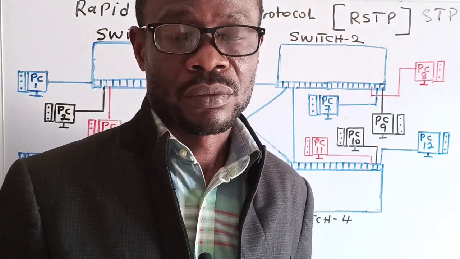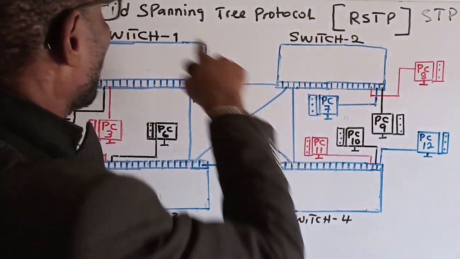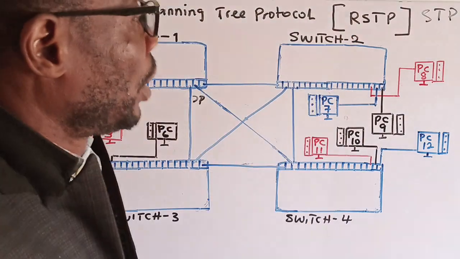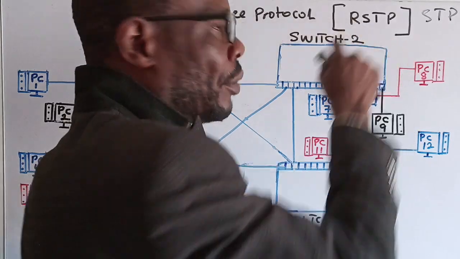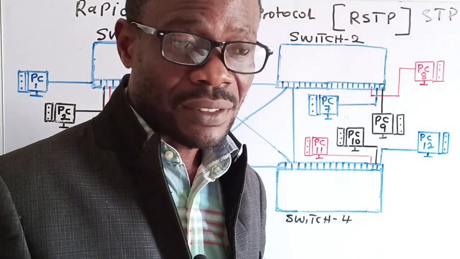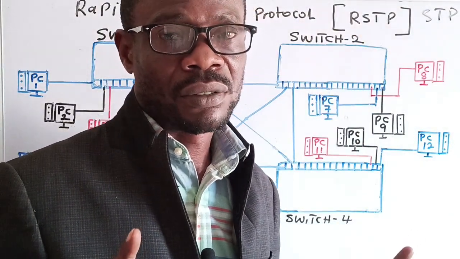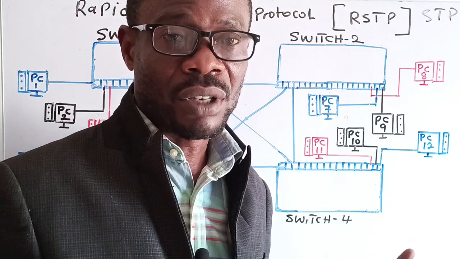Rapid Spanning Tree Protocol converges much more quickly than STP. This is the new one. It converges in approximately 6 seconds and all is done.